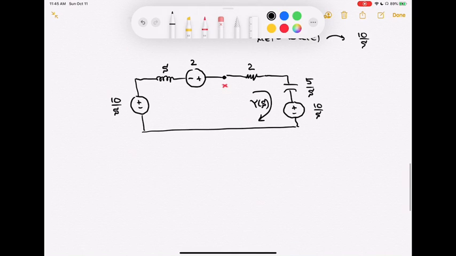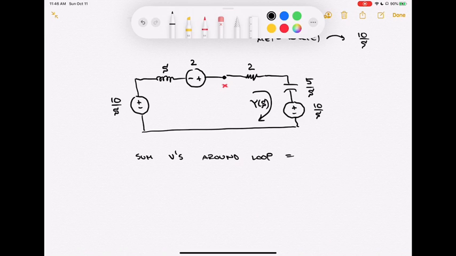So now I've got a circuit and I just need to solve it. How do I solve this? Well, I've got a single loop, and I could certainly apply in this particular case this idea that summing up the voltages around a loop has to be equal to 0. So I'm going to come over here and sum the voltages around the loop.